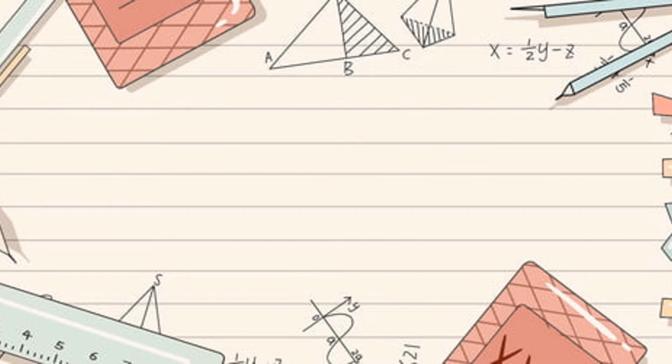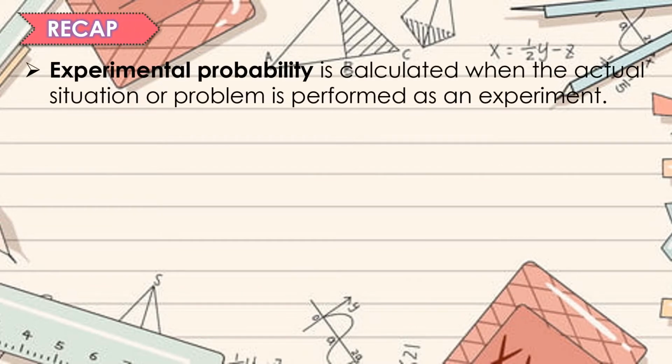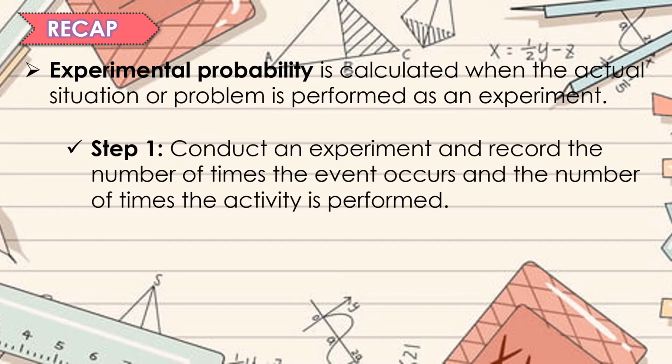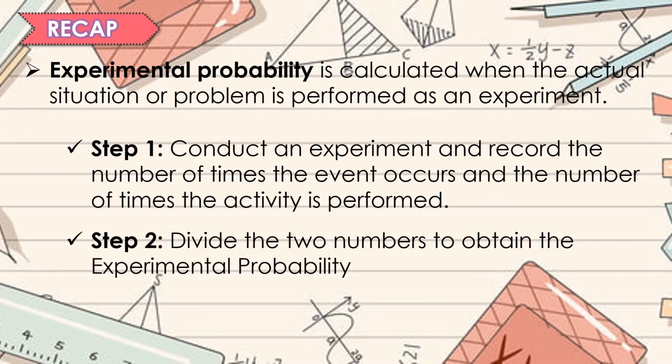In our previous lessons, we have learned that experimental probability is calculated when the actual situation or problem is performed as an experiment. In this case, you would perform the experiment and use the actual results to determine the probability. We have two steps in finding the experimental probability of a given event. The first step is to conduct an experiment and record the number of times the event occurs and the number of times the activity is performed. For step 2, divide the two numbers to obtain the experimental probability.